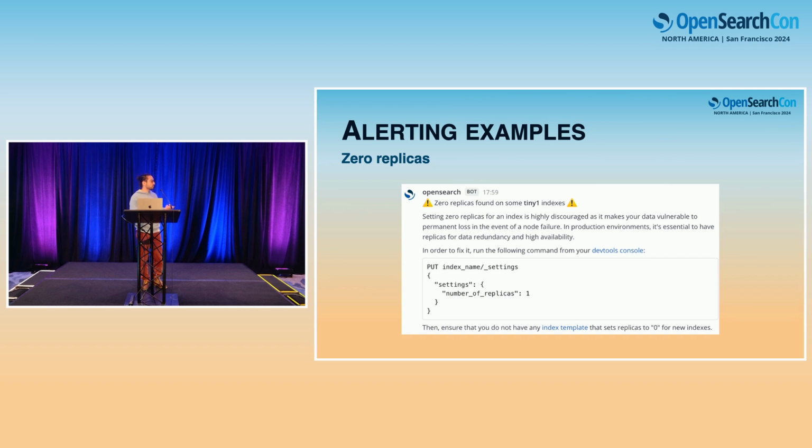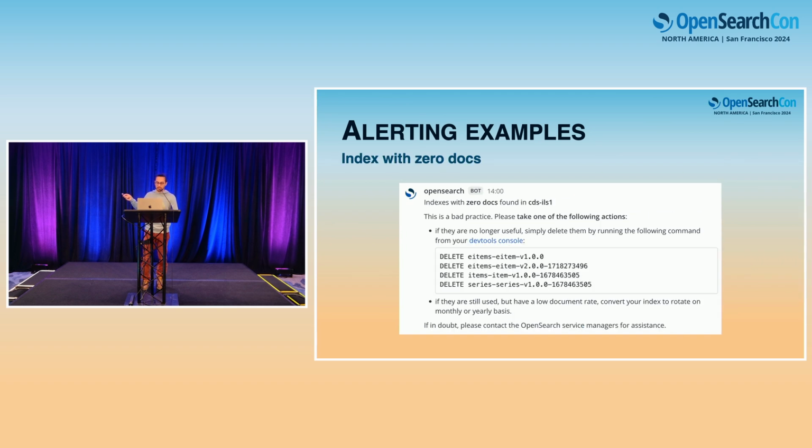Zero replicas, something we are also afraid of. If a user of us creates an index with zero replicas, you know there is a risk of data loss in case of hardware failure. We don't like that. We explain it on the alert, and we say, here it goes. If you want to fix it, just do this call and set the number of replicas to at least 1. And maybe you want to check your index templates because you don't want to be setting by default replicas as 0.